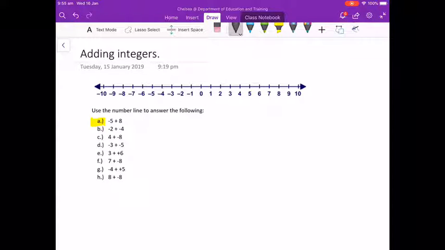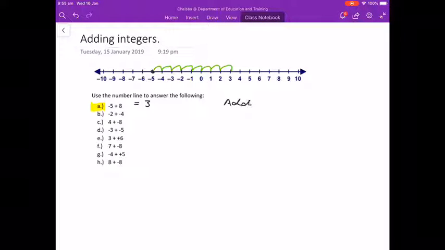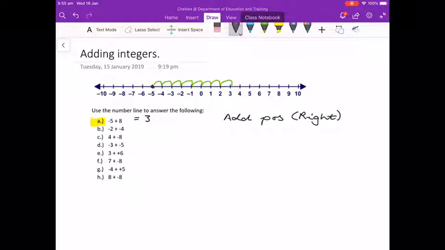So what we do is we start at the -5, and because we're adding a positive number, we're going to jump 8 spaces, 3, 4, 5, 6, 7, 8 to the right. And the answer is going to be +3. So when we are adding positive numbers, we jump to the right-hand side. I'm going to demonstrate that using a couple more.